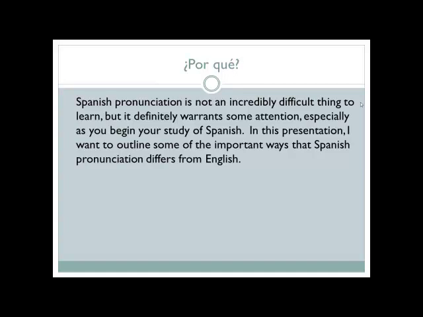In this presentation, I want to outline some of the important ways that Spanish pronunciation differs from English. One important thing that I want to point out at the very beginning is I will give approximation sounds that are similar in English and Spanish. And please keep in mind that in most of these cases, it is not an identical sound. There is some variation between Spanish and English. So you do need to pay close attention to the pronunciation that you hear as you hear Spanish words pronounced.